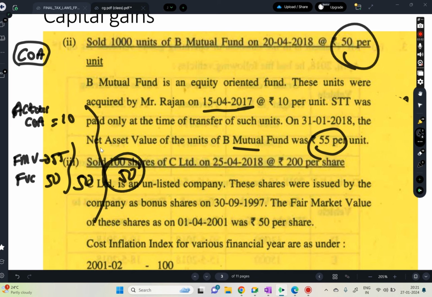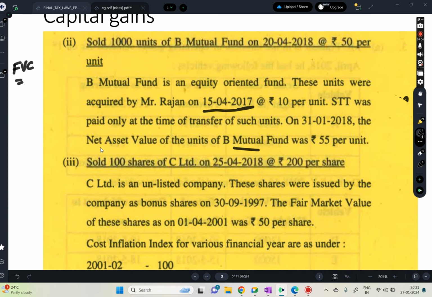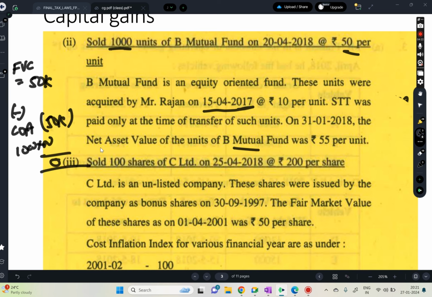Okay, we got that. Now let's solve here itself. Full value consideration is 1000 units into 50, so you get 50,000, minus cost of acquisition. There is no indexed cost of acquisition, just cost of acquisition, which we found is 1000 into 50, so 50,000. So long-term capital gain is 0, and the tax will be 0.